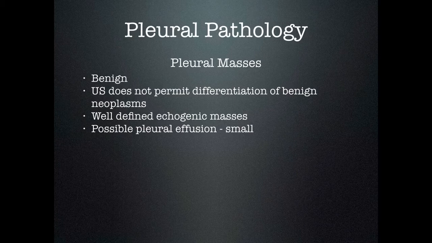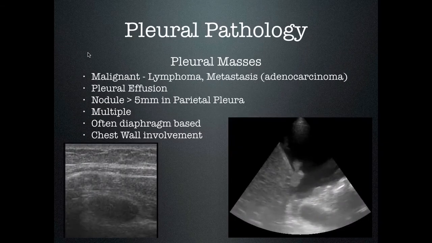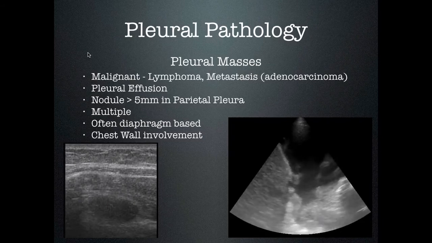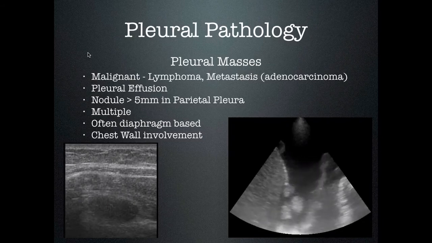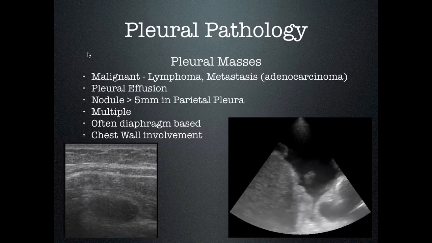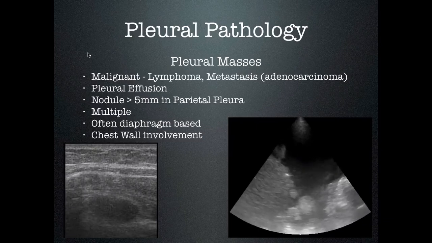If you do see them, they will appear on ultrasound as a well-defined, moderately echogenic mass and are sometimes accompanied by small pleural effusions. I do not even have any examples of this. Other times you will find pleural masses, and you will know what they are. Malignant masses will be found in the pleura, and they include mesothelioma that we've already looked at, lymphoma, and metastasis.